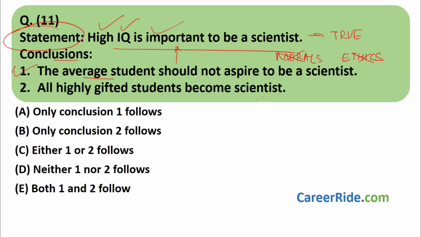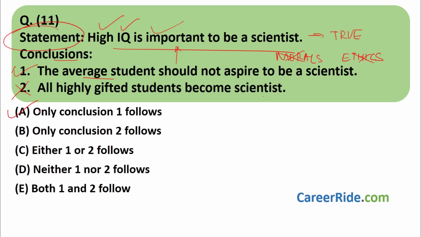Second, all highly gifted students become scientists. Now over here, high IQ is important to be a scientist, but does it say that all high IQ students become scientists? No, it is not like that. It is just saying what is needed for becoming a scientist. So all highly gifted students become scientists is not true, so only one follows. So the answer is only conclusion 1 follows, A. A is the right option.